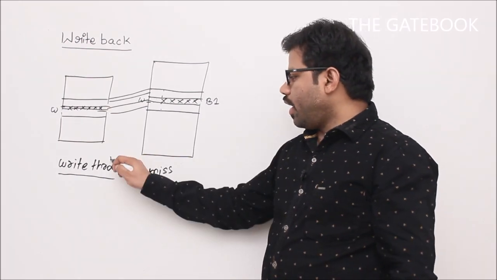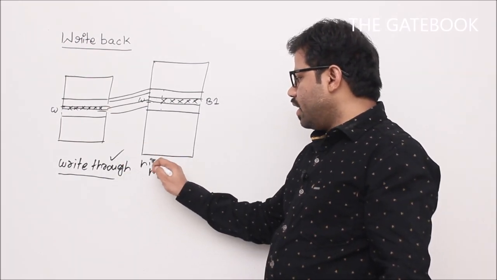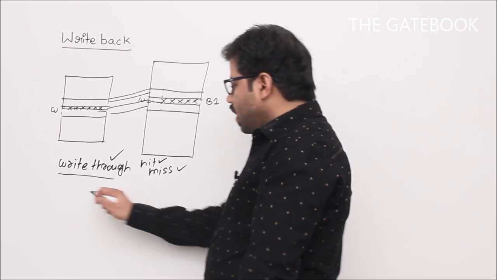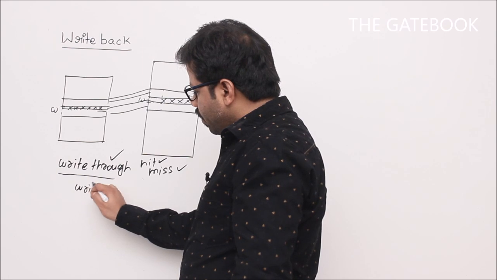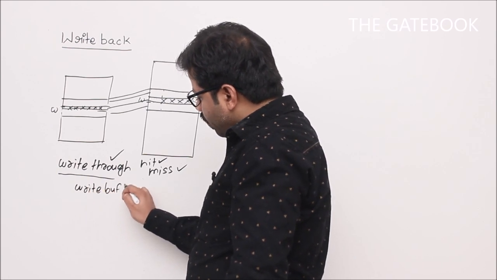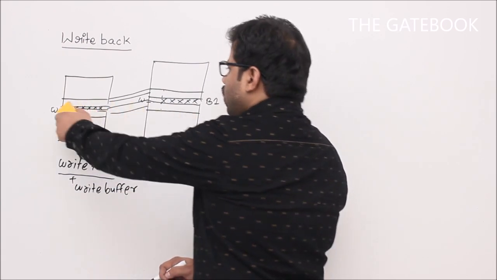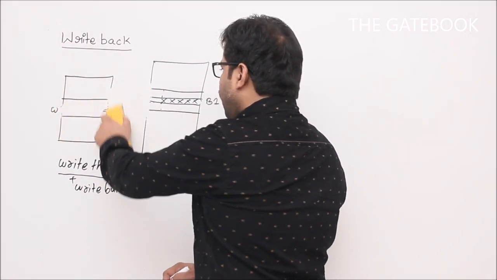This is about write through hit and miss cases, right? When hit occurs, what to do? Miss occurs, what to do? Now write through plus buffer, right? We have a write buffer. When you have a write buffer with write through procedure, then what can we do is, first thing, let us take the case called hit.